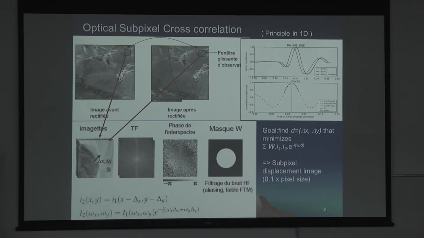Typically, the precision of this kind of technique is that you can document displacements of the order of 10% of the pixel size. So if you are working with an image which has a pixel of 10 meters, like old SPOT images, then you can document deformation of 1 meter. If you are working with more recent images, like QuickBird or others which have a resolution of 1 meter or 0.5 meter, then you can end up with a precision of 0.05 or 0.1 meter.